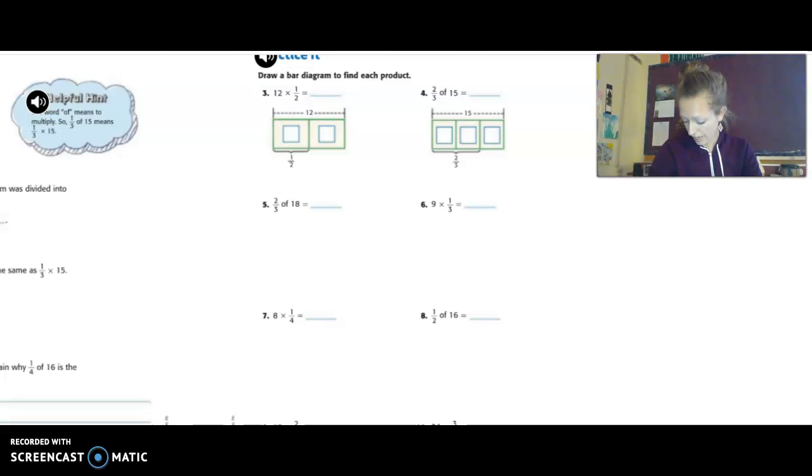So your task today is to work on page 709. Let's go ahead and look at number 3 first. So you'll notice that they draw out the pieces, like your 12 is the whole, and we're multiplying it by half. So really, what we're doing is we're finding what half of 12 is. So 12 times a half is finding half of 12.